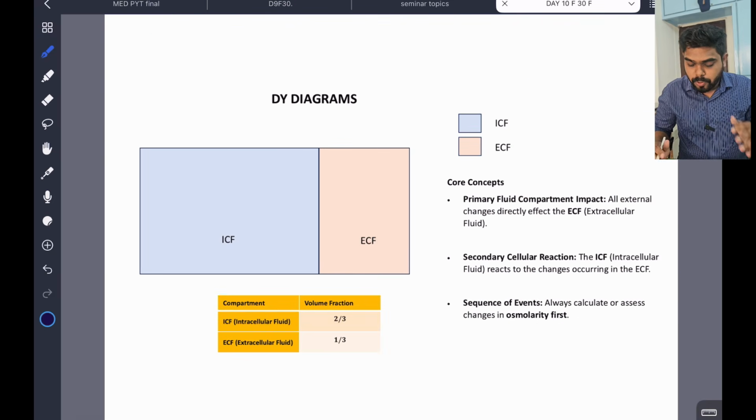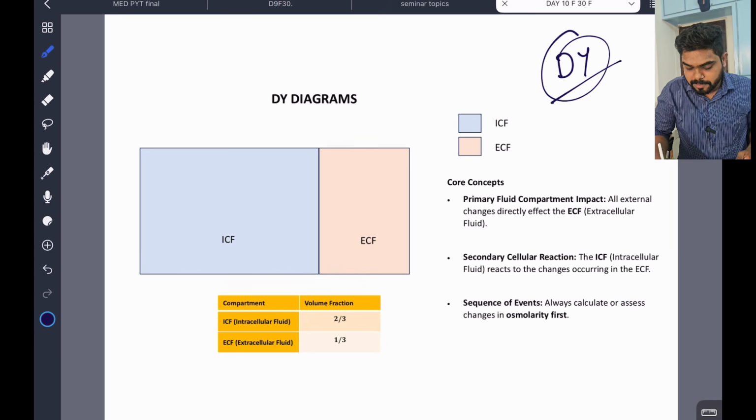So now we are going to solve DY diagrams. How do we solve this? Many students have confusion about how to solve this. A question may say, suddenly a student drank 3 liters of water, so what will be the changes in the DY diagram? A question like that will come. So how do we approach it?